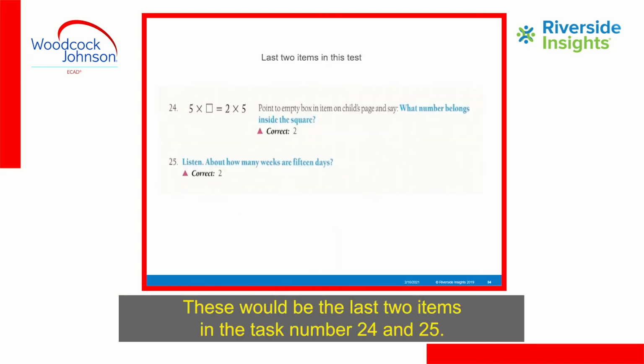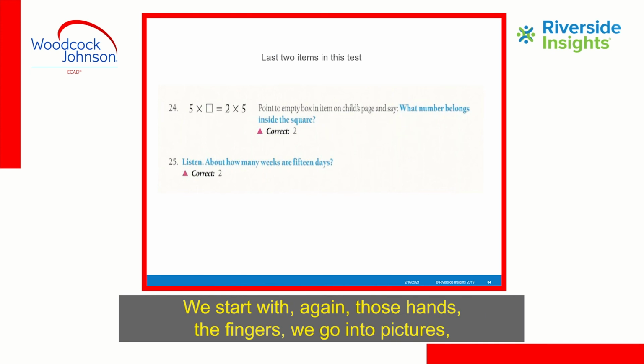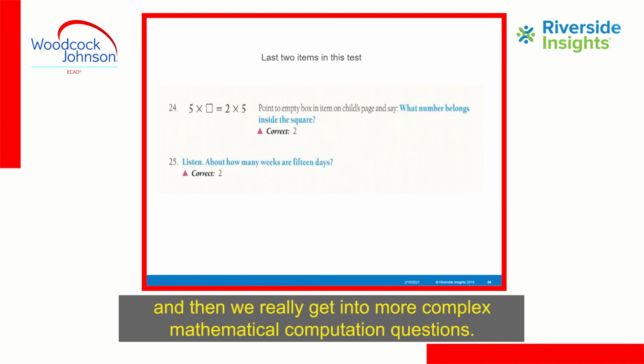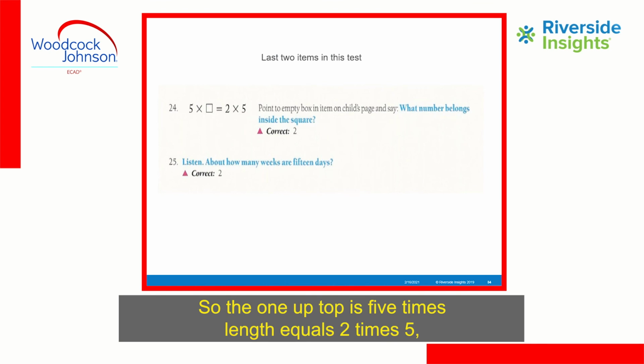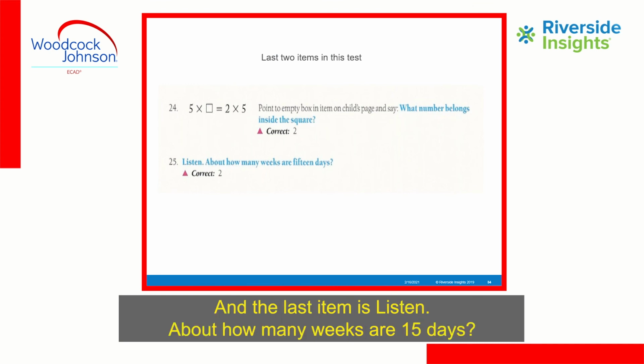These would be the last 2 items in the test, number 24 and 25. I show this because I want you to get an idea of the scaling of items. We start with, again, those hands, the fingers, we go into pictures, and then we really get into more complex mathematical computation questions. So the one up top is 5 times blank equals 2 times 5. What number belongs inside the square? And the last item is listen. About how many weeks are 15 days?